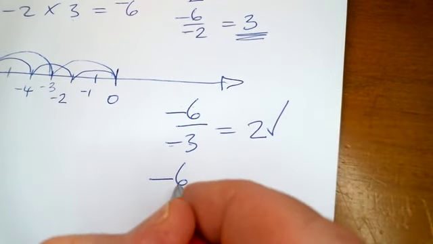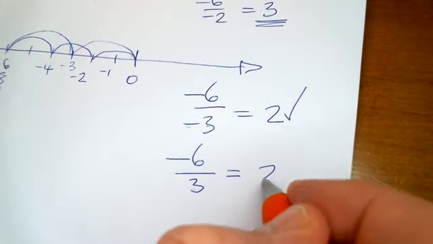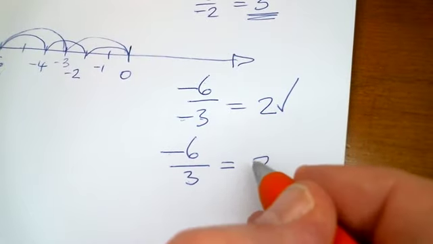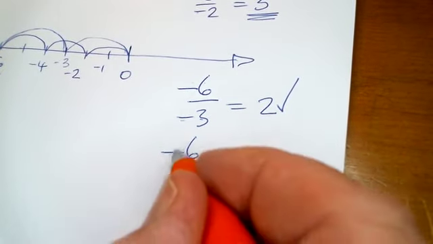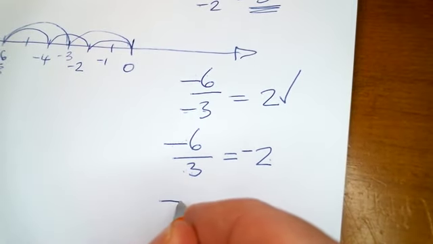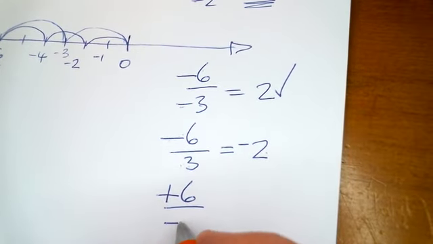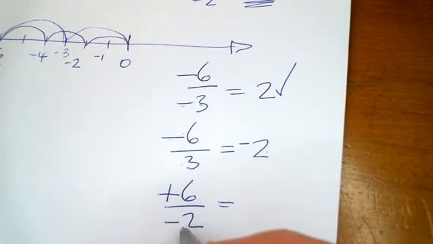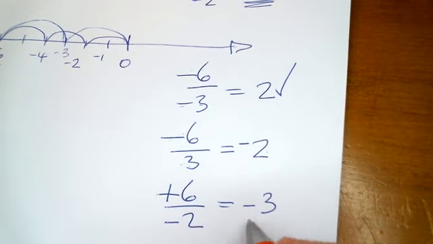What about negative 6 over positive 3? 6 divided by 3 is 2. But this time, only one of the signs is positive and the other one is negative, so the answer must be negative. If the signs are different, the answer is negative. So, for example, positive 6 over negative 2. 6 divided by negative 2 is going to be negative 3.